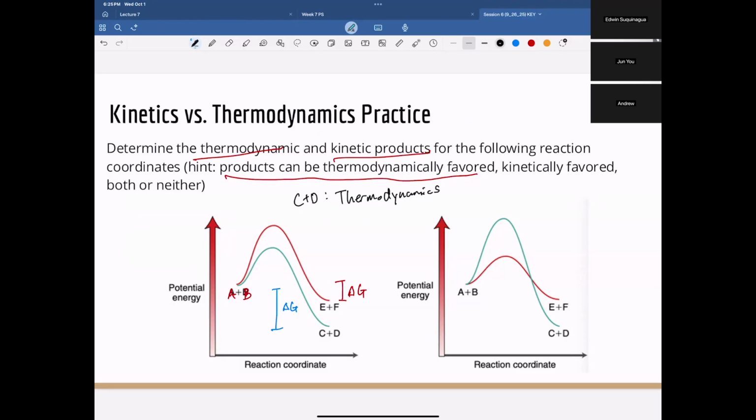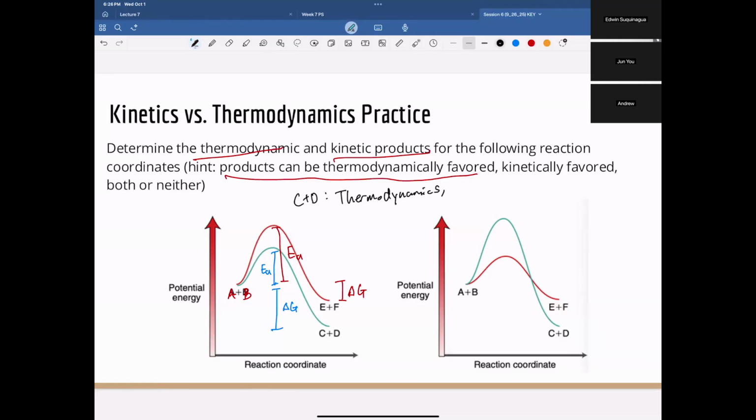And then from a kinetic perspective, we're looking at the Ea, the activation energy. In this case, the blue line has an activation energy of right here, while the red line has an activation energy that is a lot bigger. For kinetics, the lower the activation energy, the more favored it is kinetically. So since the blue line has a lower activation energy, it's also going to be kinetically favored over products E and F. So products C and D are going to be thermodynamically and kinetically favored over products E and F.